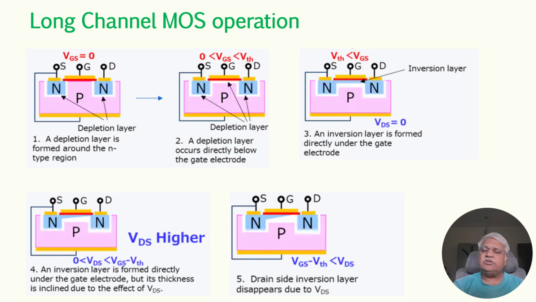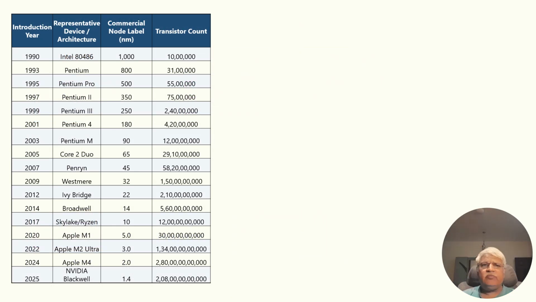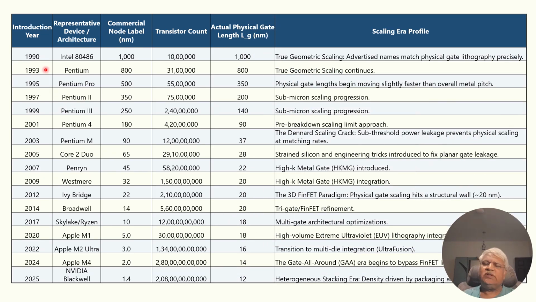I'll go into the short channel MOS operation, basically what the effects of them are. Before we analyze FinFETs and other technological advancements that happened in VLSI, let us briefly go through what the situation was in the earlier years. If you see from 1990 onwards up to 2025, the channel lengths kept reducing, and the other way around, the transistor count is slowly increasing, and after a certain time, very drastically.